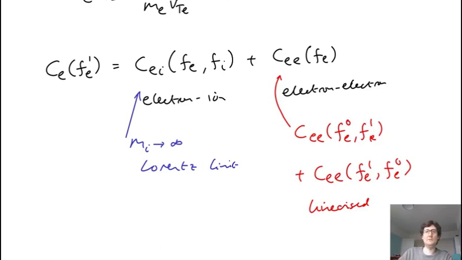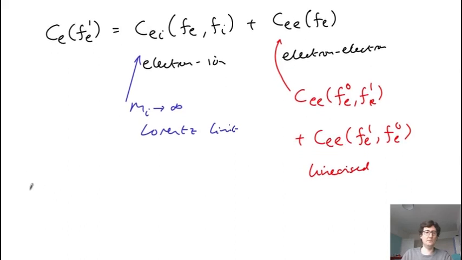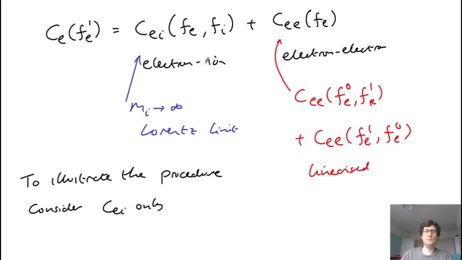In our case, we're then going to neglect this part entirely, so we're only going to include the Lorentz part, the electron-ion collisions. In principle, you can include this, it just becomes much more complicated. And so I'm just going to illustrate this. So we're only going to consider these electron-ion collisions, and we're only going to consider this Lorentz form of it.